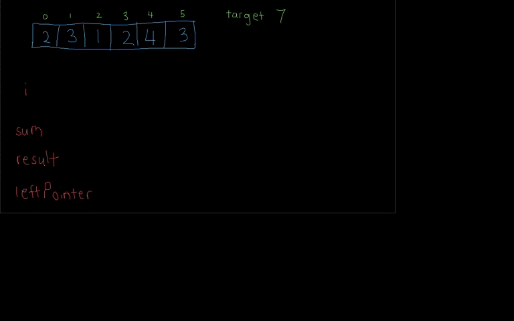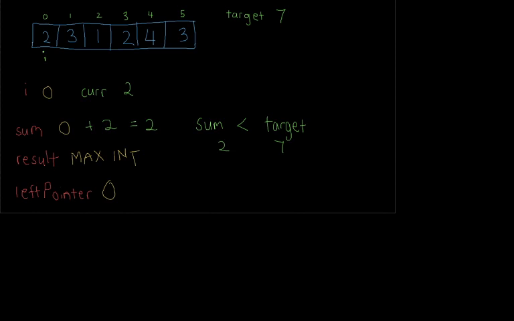And then when I equals 0, this is what we're going to get, right? When I equals 0, you have the current value of 2, which is right here. And then the sum means that you have to add it together. And then you want to look to see if the sum is less than the target.